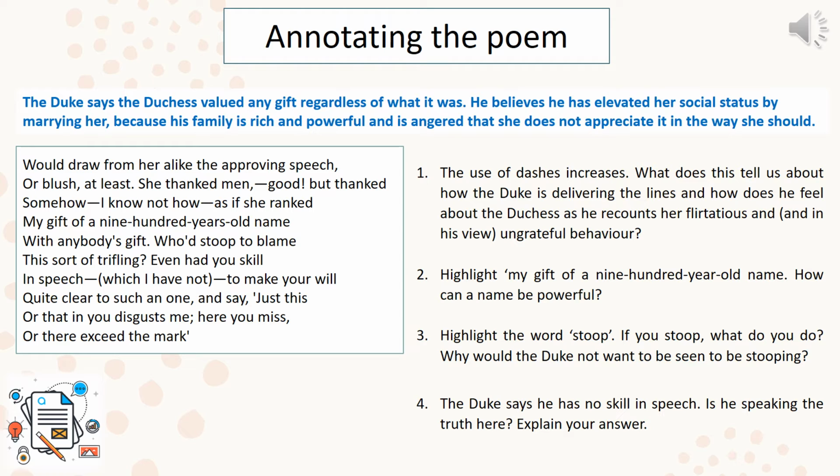Okay? And the last one, the Duke says he has no skill in speech. Is he speaking the truth here? Explain your answer. So to me, he seems to be quite skilled in his speech because he knows exactly what he's saying, how he is saying it, who he is saying it to. So do you actually believe that here?